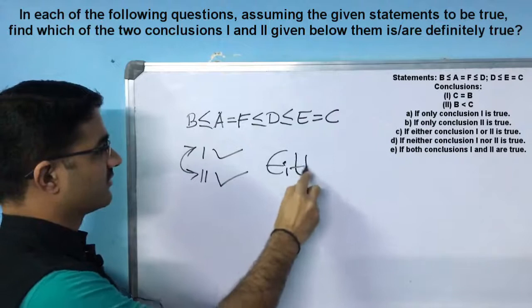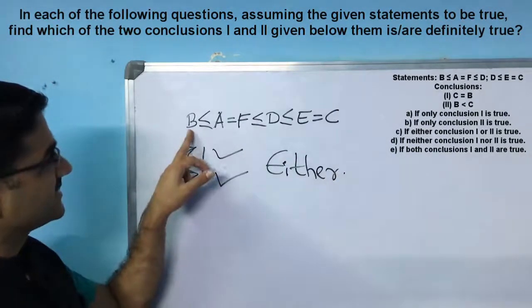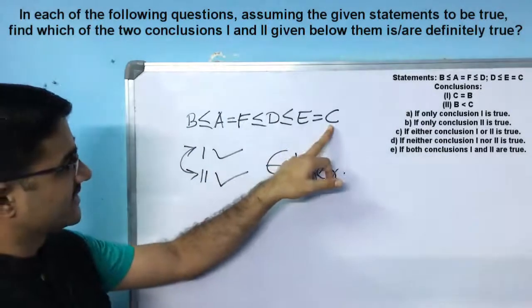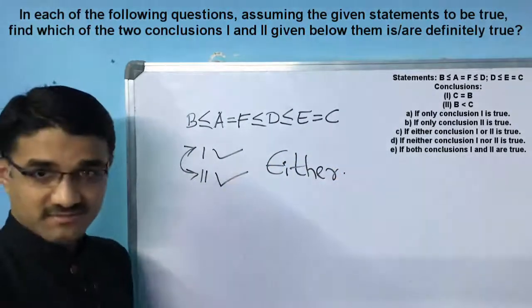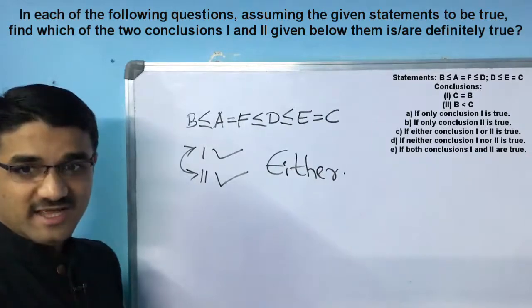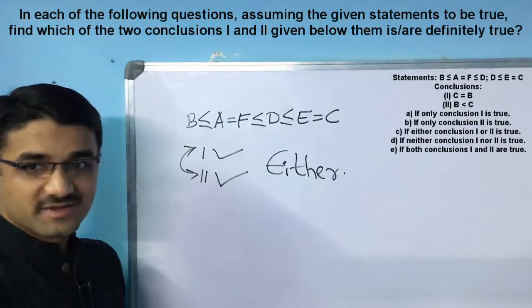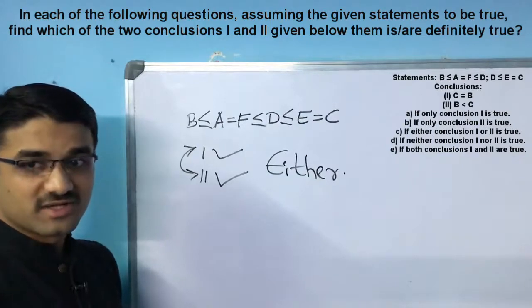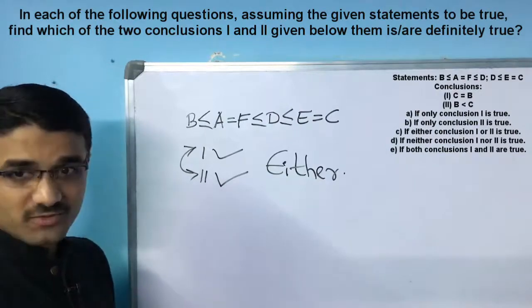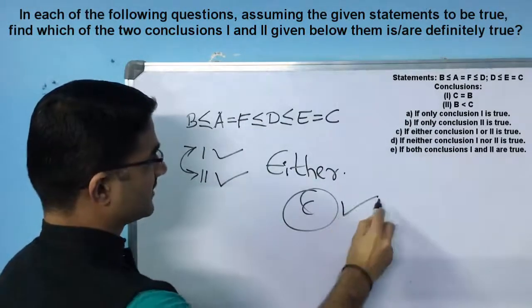Which means either of the two, either 1 or 2. This word is very important. It's not 'and', it's 'either'. B is either less than C or it is equal to C. So when you look at the options A, B, C, D, E, option C says if either conclusion 1 or conclusion 2 is true, and that is what we want. Answer C is 100% the right answer.